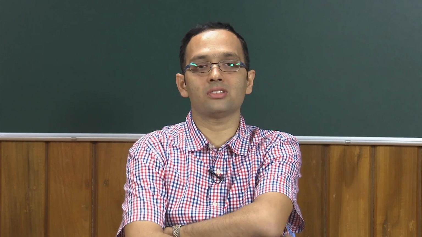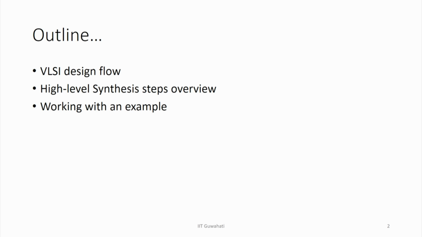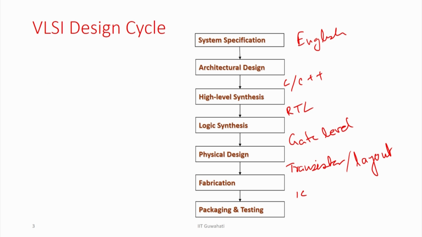In today's class we recap whatever we discussed in the last class, and then go through high level synthesis primarily with an example, to understand the objective of each sub step. As you saw in the last class, the VLSI design flow consists of several sub steps like high level synthesis, logic synthesis, physical synthesis, then fabrication, packaging and testing.